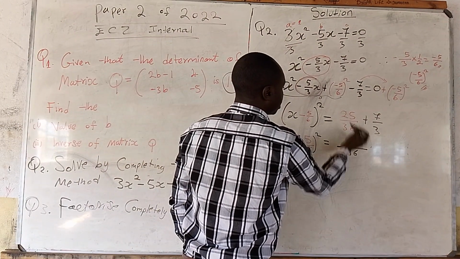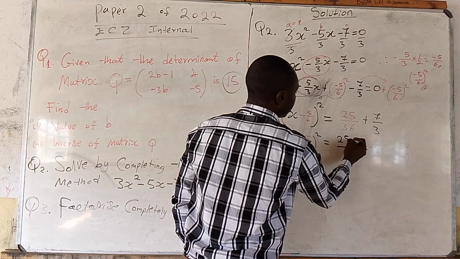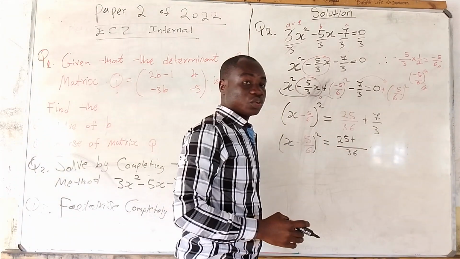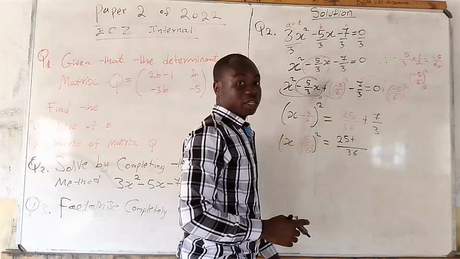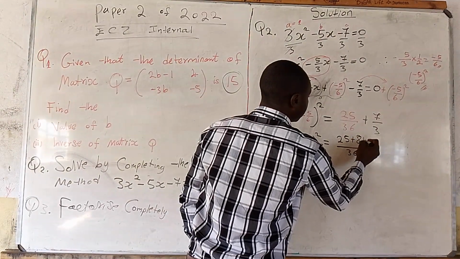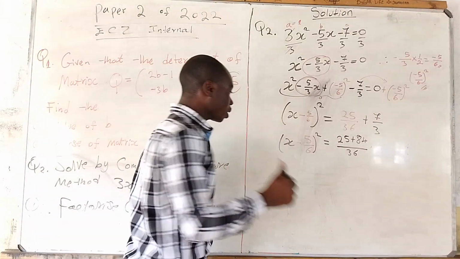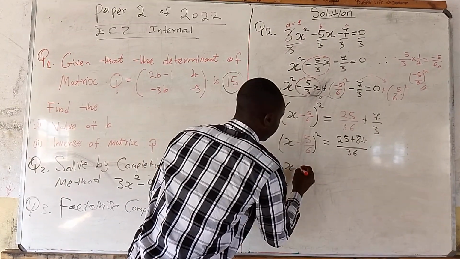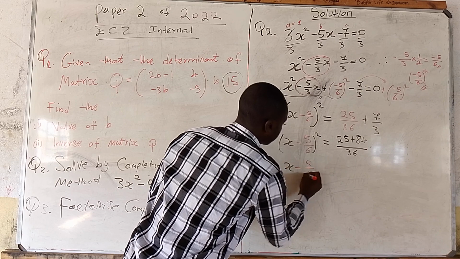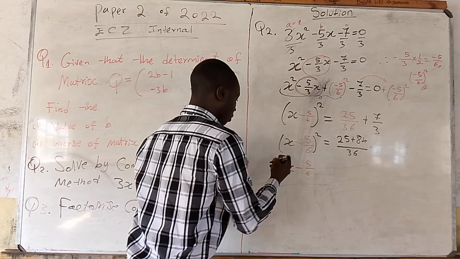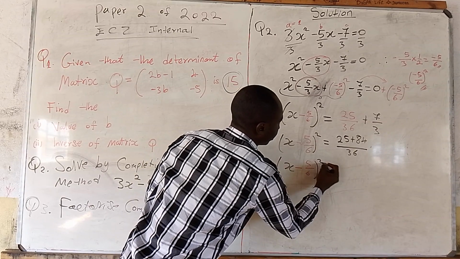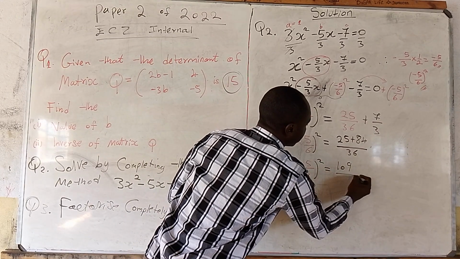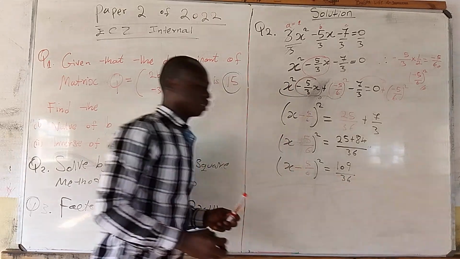36 into 36 times 25, that will give you 25, plus 3 into 36, that will give you 12, multiplied by 7, that will give you 84, right? So there we go. We have x minus 5 over 6 squared is equal to, when you add, you are going to get 109 divided by 36.